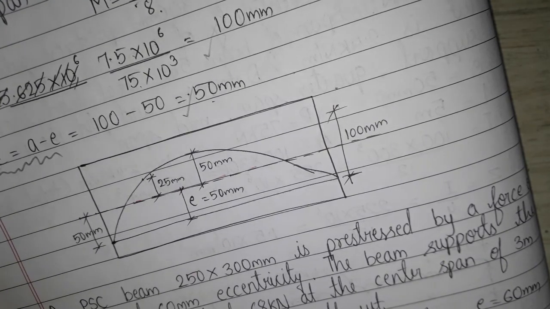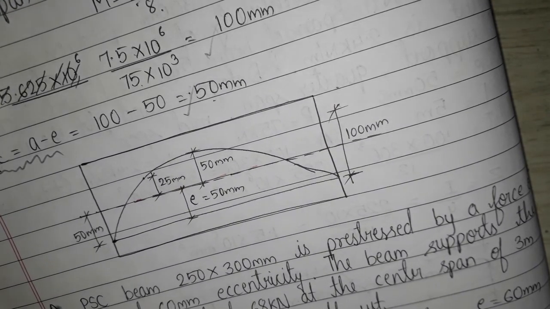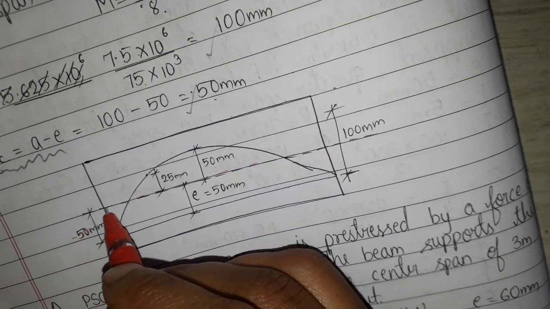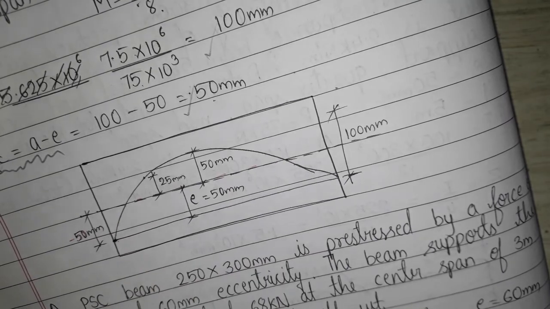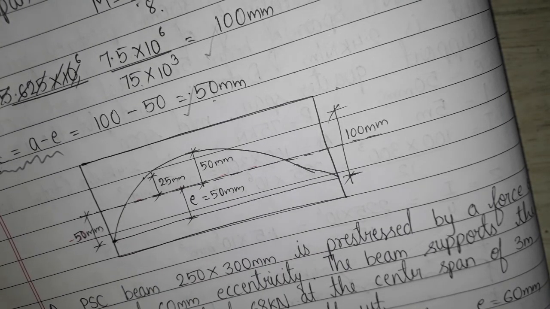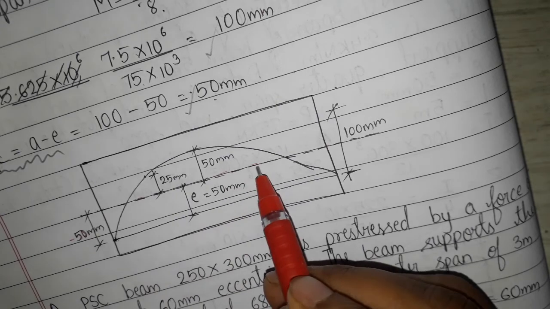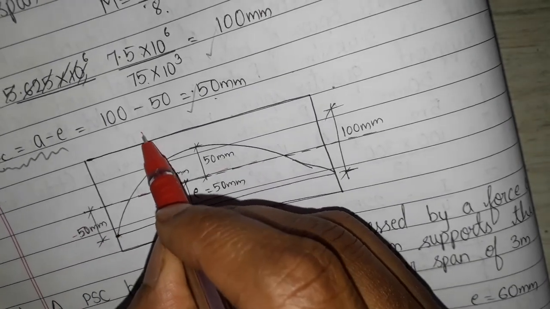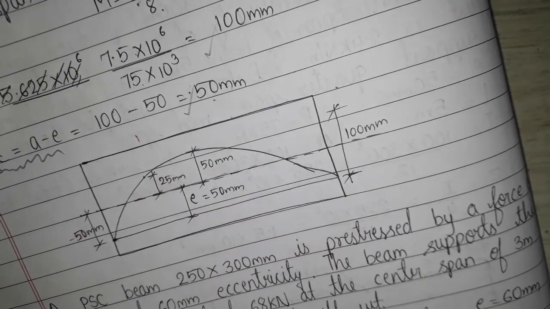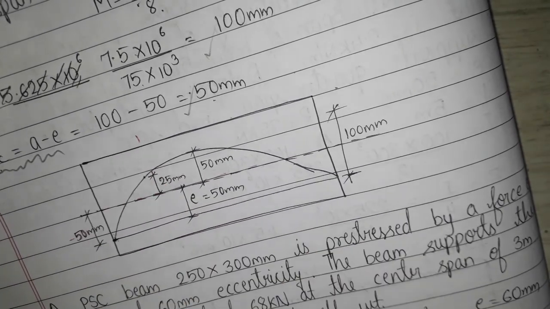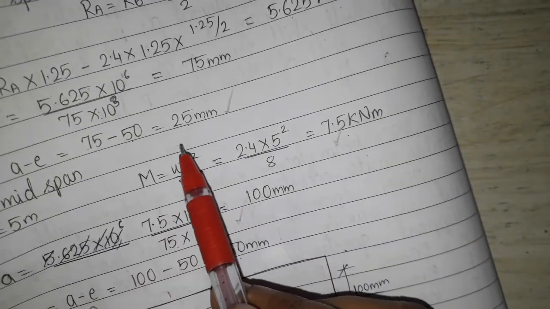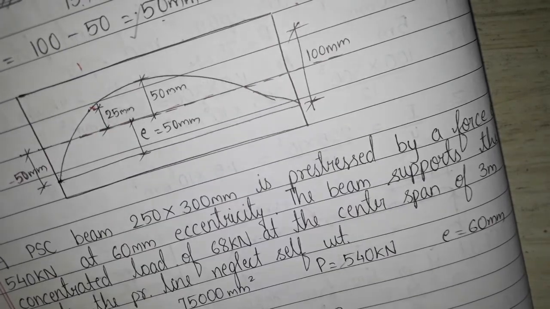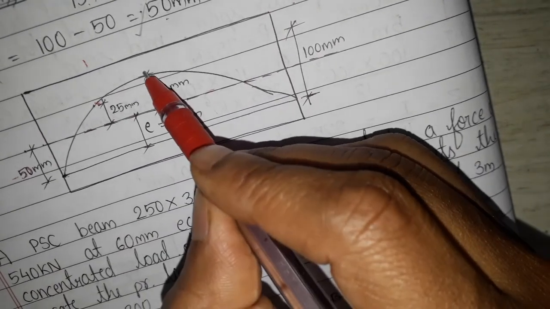Now we have to check EC. At support, how much have you got EC? You have got minus 50. So minus 50 means down from the center. I am repeating again: minus means down, positive means up from the center line. This is the center line. Then at quarter span, we will assume this is the location of quarter span. So at quarter span we got plus 25. Yes, we have got it here. So you have to go up, so we'll get somewhere here. Then at mid span, plus 50.